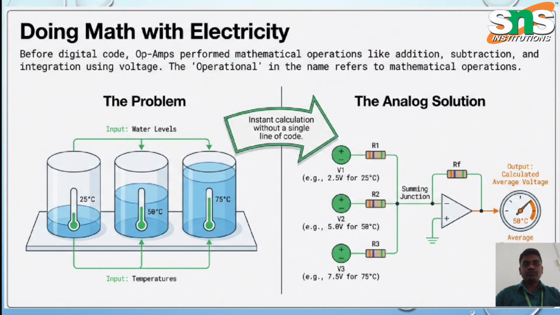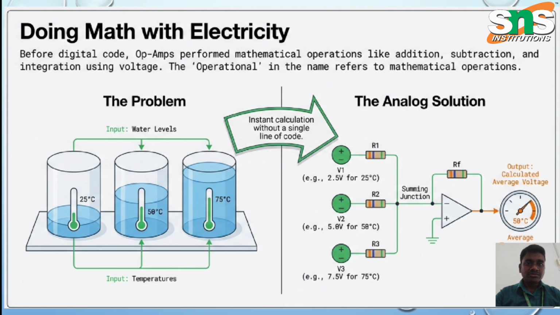So, doing math with electricity. Before digital code, the operational amplifier performed mathematical operations like addition, subtraction, and integration using voltage. So the word operational in the name refers to the mathematical operations. Simply, we can explain the operational amplifier using an example with a problem.